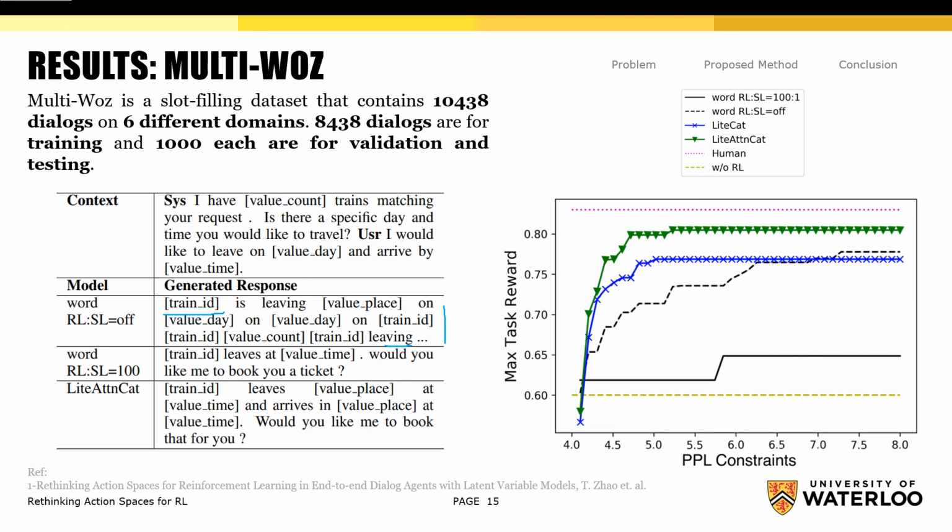But as you can see, for the light attention categorical model, the response is very humanly. It seems like a human response: "So would you like me to book that for you?" It's very interesting that it generated something like that.